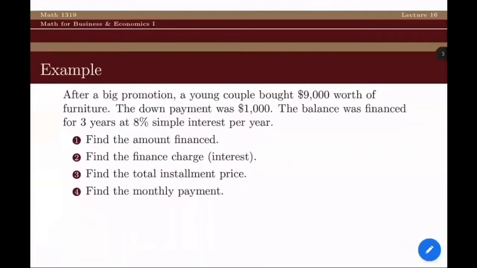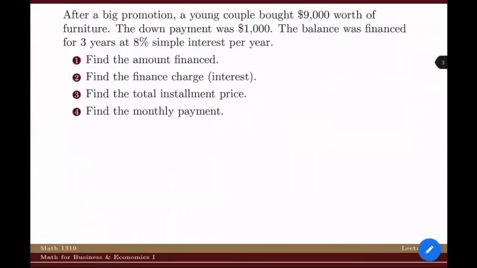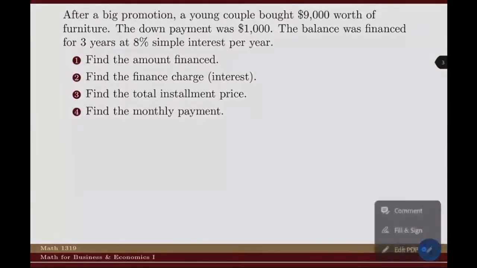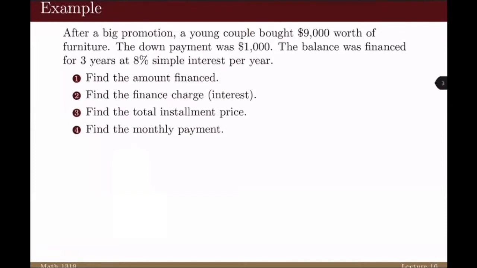Our first example is going to be after a big promotion, a young couple bought $9,000 worth of furniture. The down payment was $1,000 and they financed it for 3 years at 8% simple interest per year. So the first thing we want to do is find the total amount financed. For that, all we're going to do is subtract the down payment from the total payment. So we get $9,000 minus $1,000, which is going to be $8,000. Because we paid that $1,000 up front, it is not included in the amount that we are financing.